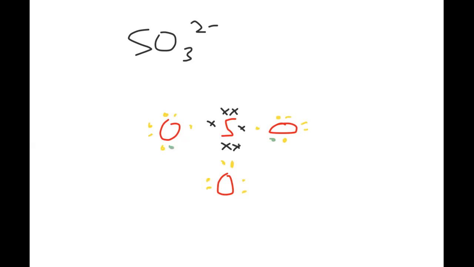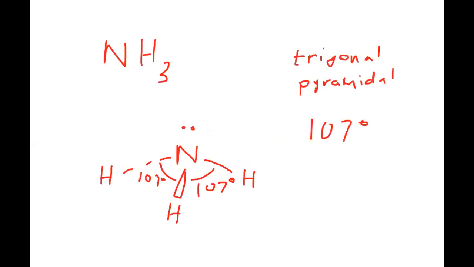Now for sulfur, it has 3 bond pairs because we'll treat double bond as single bond. So there are 3 bond pairs and there is 1 lone pair, that is 4 pairs around the atom. And because there is 1 lone pair, the angle will be 107 degrees and the shape will be trigonal pyramidal, just like ammonia. So that is how we determine the angle. I'll take one more example.